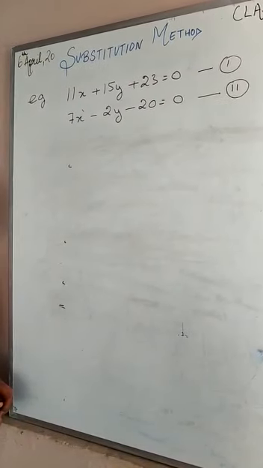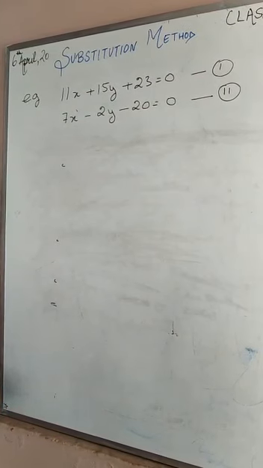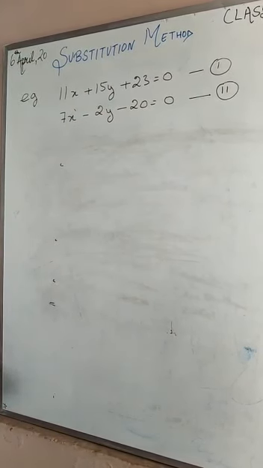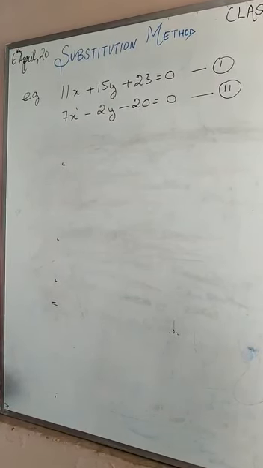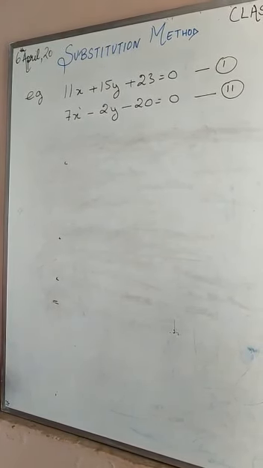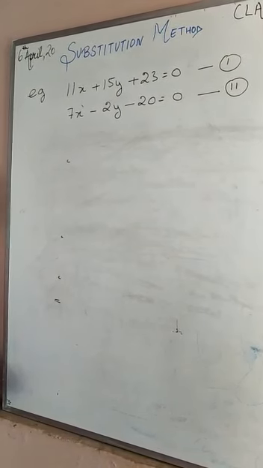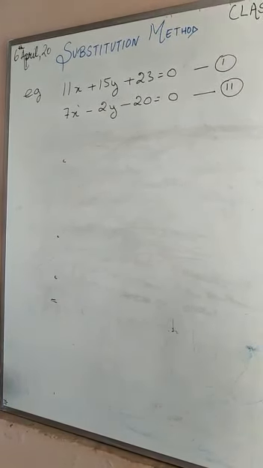We first begin with the first method, that is the algebraic method, and we are taking the substitution method. Let us understand it with the help of an example. Substitution methods are of two kinds: one, substitution of x, and the second, substitution of y. We begin with substitution of x.